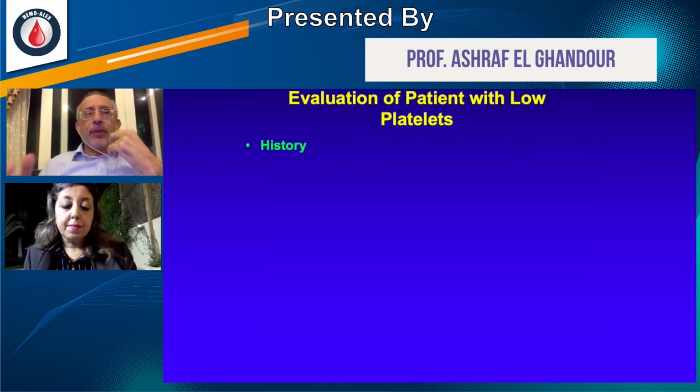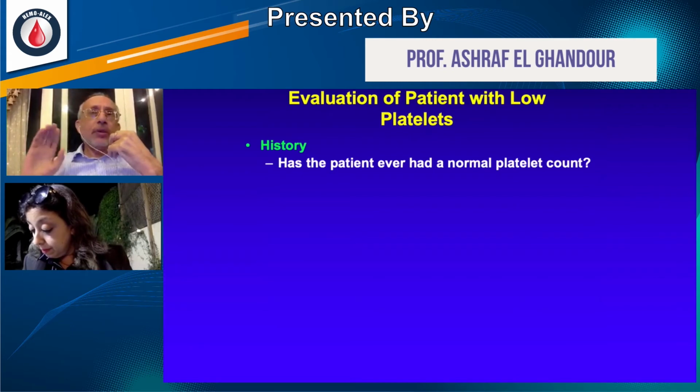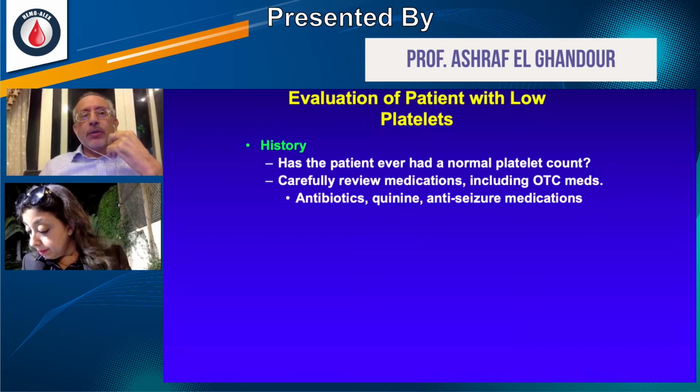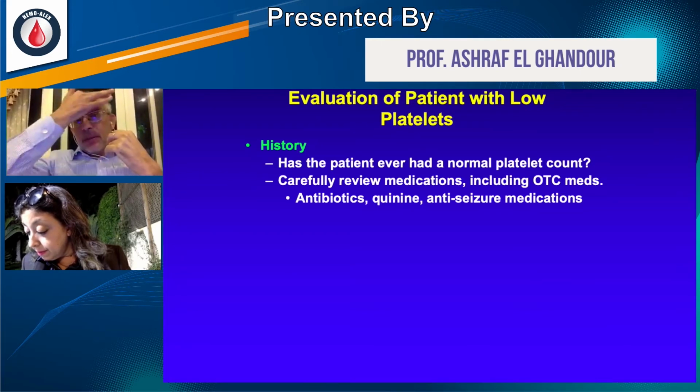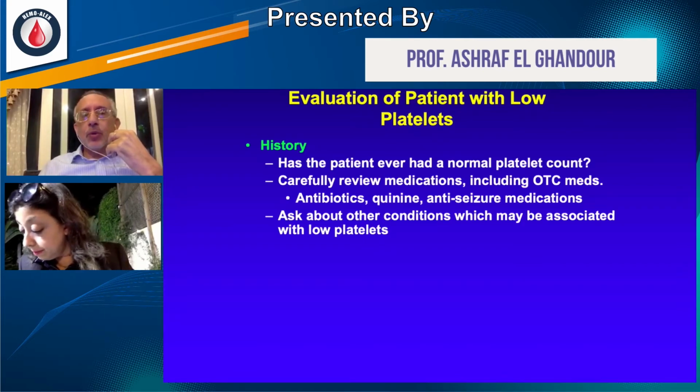When you have a patient with a low platelet count, you must take a history. This is a very important question here: has the patient ever had a normal platelet count? This is very important because he may have chronic thrombocytopenia or not. You must ask: does he have any previous CBC? We should carefully review medications, especially OTC medicine, with the patients: antibiotics, quinine, anti-seizure medication, which may lead to a low platelet count. We should ask about other conditions which may be associated with low platelets.